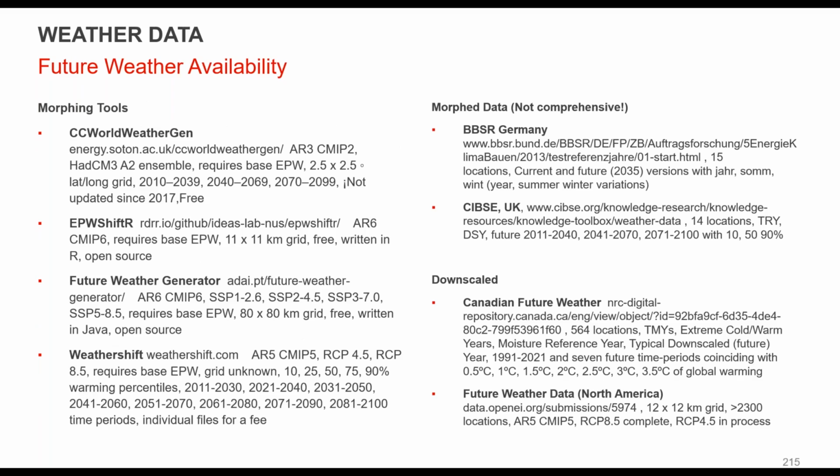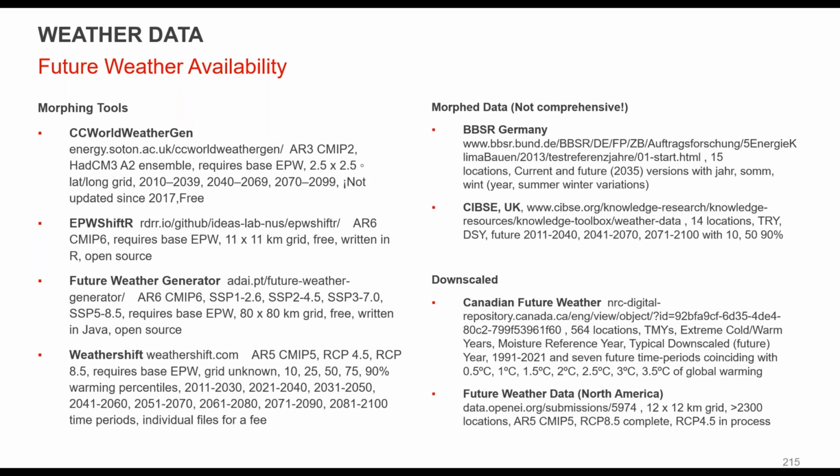Future weather, there's some tools out there. The first one is the CC World Weather Gen. That's not been updated for a while, and it uses a very older version of the data set. And you see some of that there. The two, I think, the EPW Shift R and the Future Weather Generator, are both relatively new, and they're open source and available. So they give you recent data, the AR6 being the most recent.